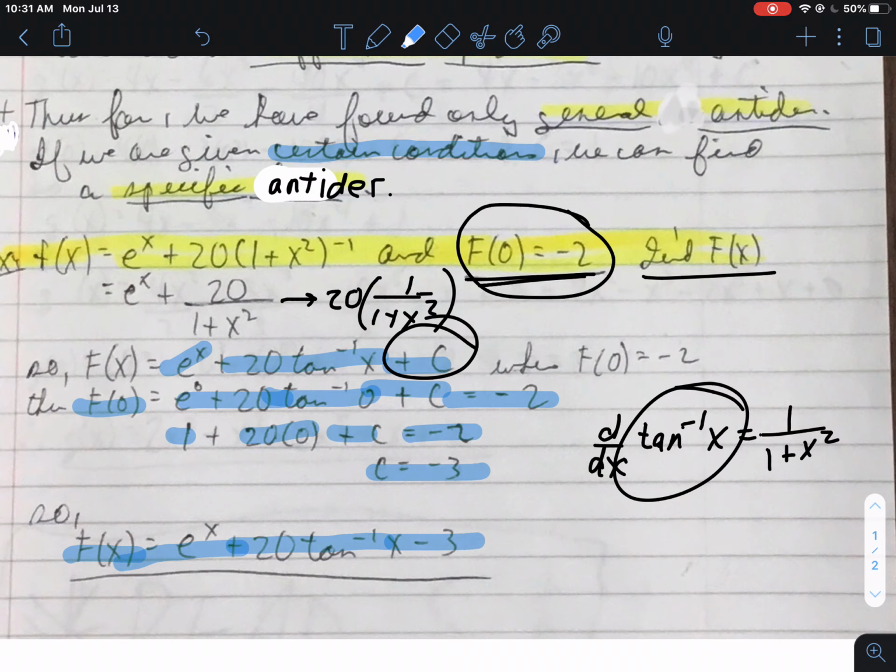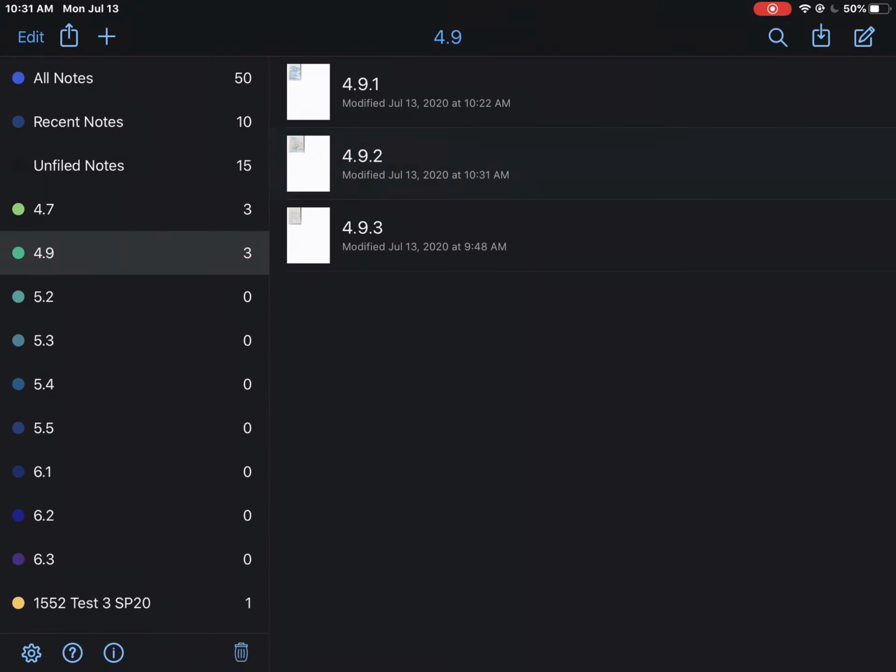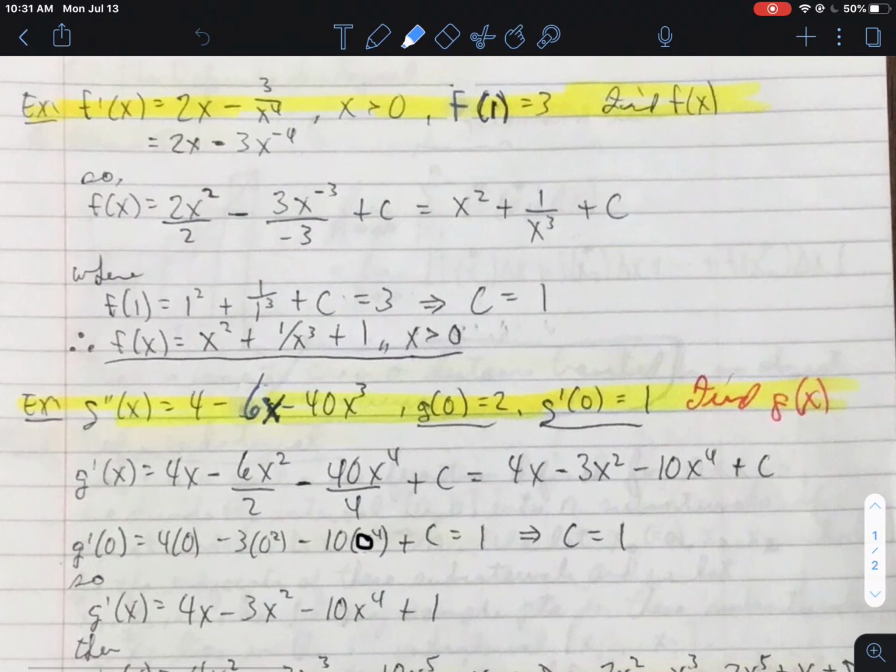Okay, and again, that tends to go pretty straightforward. Just gotta remember what it is that you're doing once I'm given the specific value. So here's another example. I have a couple of these.